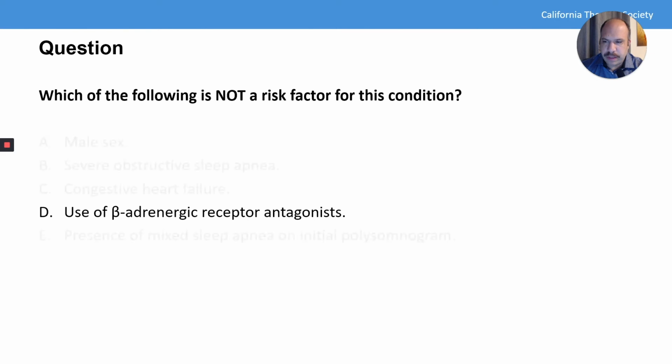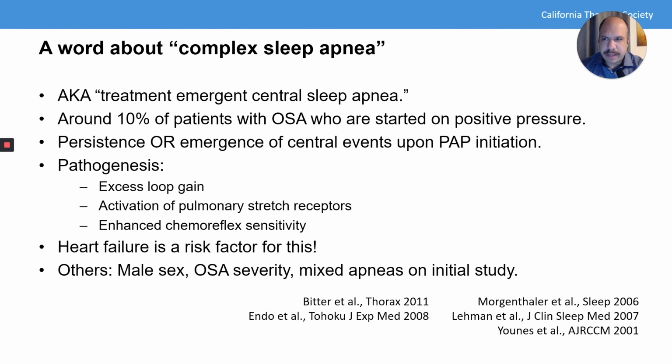Okay, so the answer is D, the use of beta blockers. So a quick word about complex sleep apnea, which is also called treatment emergent central sleep apnea. It affects about 10% of patients with OSA who are started on positive pressure. It's defined as the persistence or emergence of central events upon PAP initiation. The pathogenesis is related to excessive loop gain, probably the activation of pulmonary stretch receptors, which sort of is a signal to the brain that maybe you've taken too much of a breath and you need to sort of slow it down, and enhanced chemoreflex sensitivity.